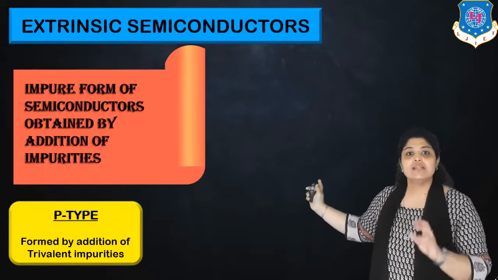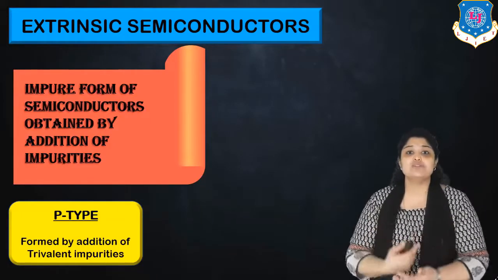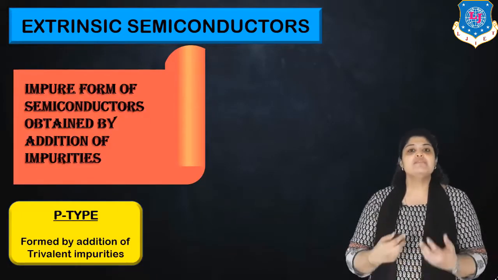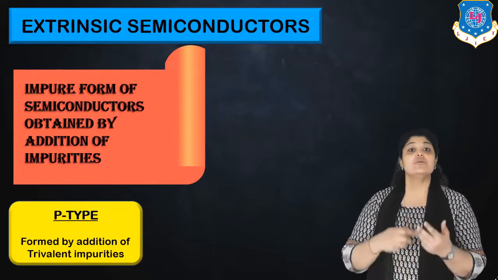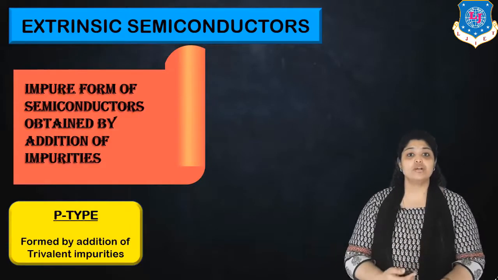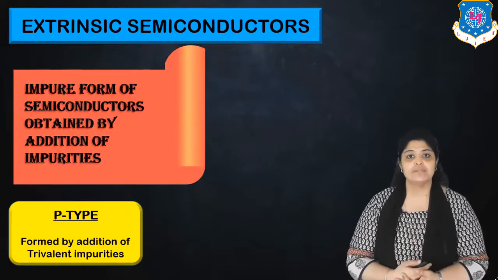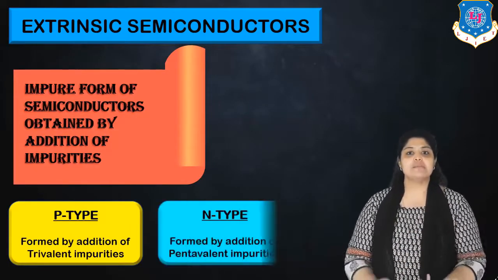So p-type are the materials which have holes as majority carriers. Let me give you some examples of trivalent impurities. Very common impurities which are trivalent are boron, aluminium, gallium. Let's see the second type of semiconductors.